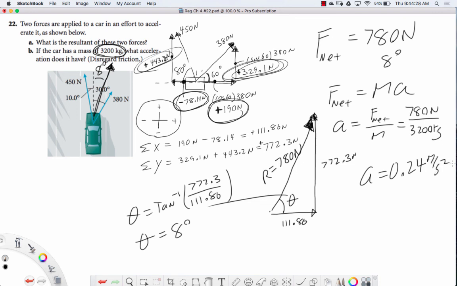Now, which way is that acceleration directed? At 8 degrees, it's going to be in the same direction as the net force. Never, ever, ever will an object accelerate in a direction other than the direction of the net force. Net force and acceleration are always together.